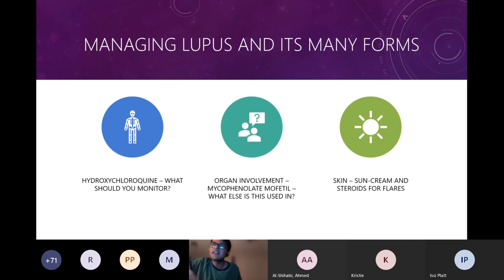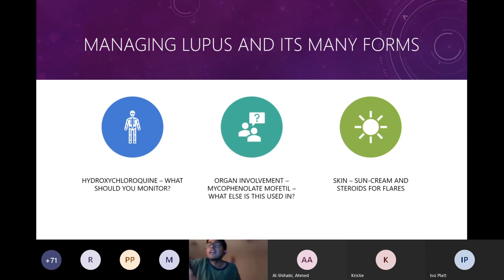And how are we going to manage lupus in all of its many forms? Hydroxychloroquine is the drug of choice for lupus. Does anyone know what we're monitoring with hydroxychloroquine? Eyes. What about the eyes? Can't just say eyes. Visual acuity, yes. So they get retinal toxicity. I think they get some weird macular spot.